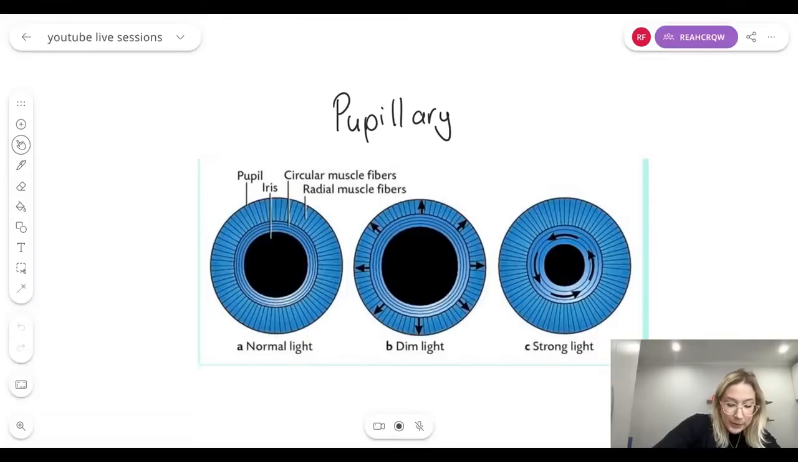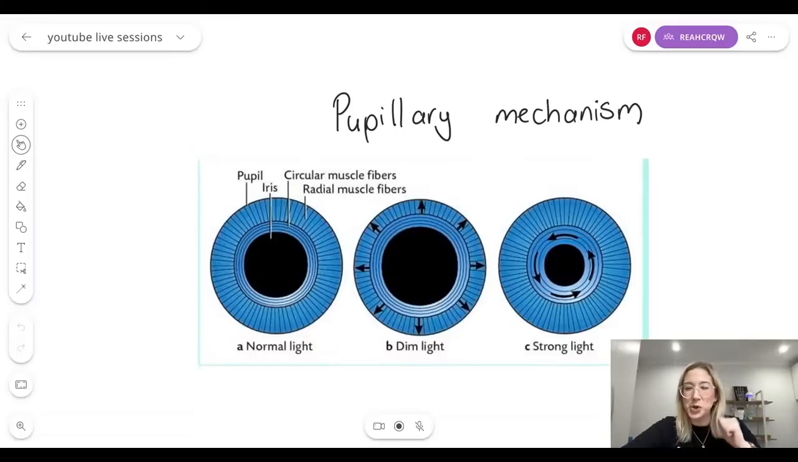Now, the pupillary mechanism is a dangerous one because we confuse it with accommodation. So you just need to make sure you know what these terms are and what all these things are. But remember, the pupillary mechanism is about allowing light in and out of the eye. As we just discovered, how much light goes into your eye will determine how well you can see.